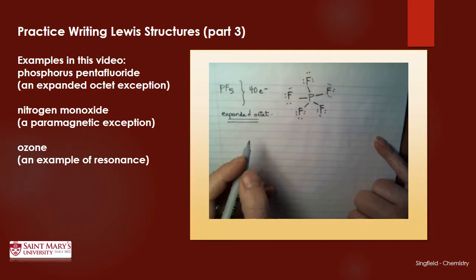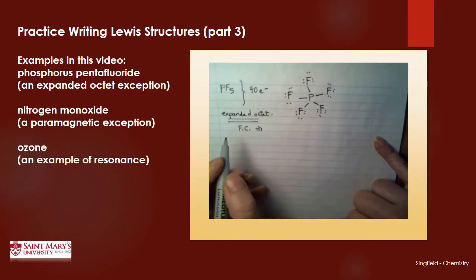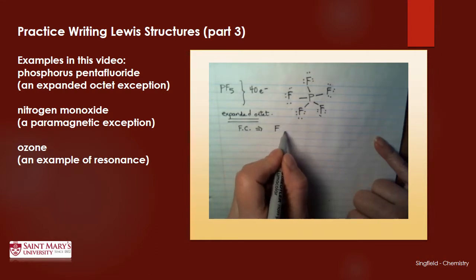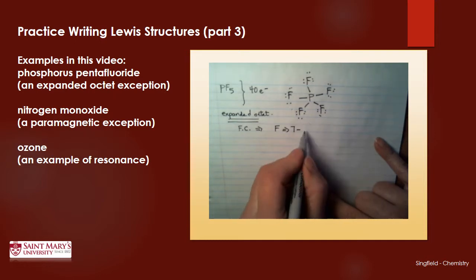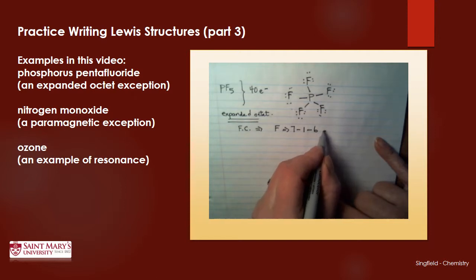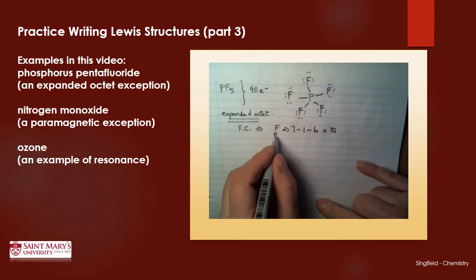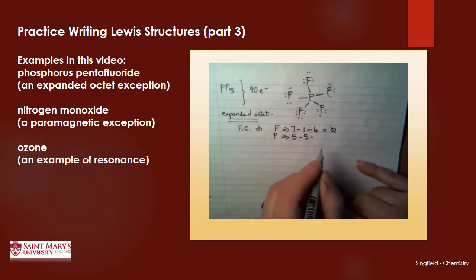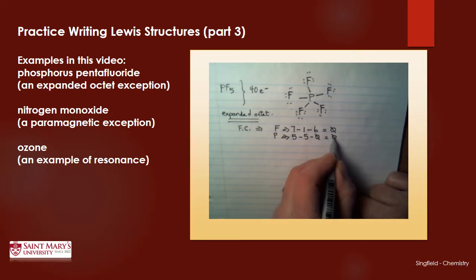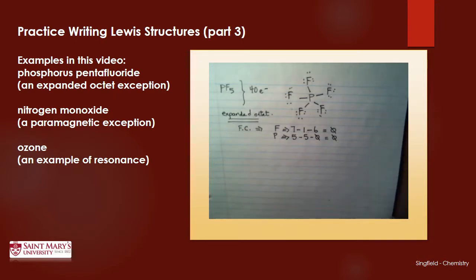What is the formal charge on each fluorine? Formal charges. Well, each fluorine is equal to 7 minus 1 minus 6 equals 0. And the phosphorus has 5 valence electrons, minus half of the bonding, which is 5, minus the total non-bonding, which is 0, and that's 0. And so everything is adding up to 0. This is a molecule that has no charge, and so that's great.